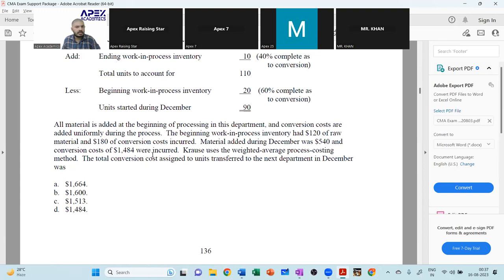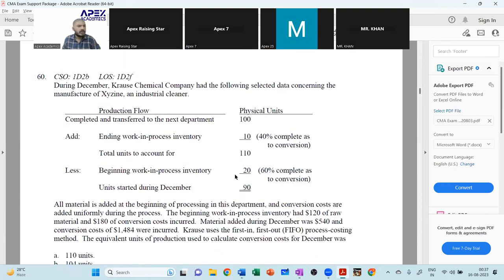Nine is again weighted average. No, today we are not doing weighted average. We're doing FIFO today. 60 is first in first out.